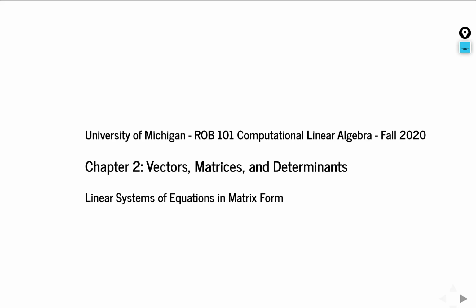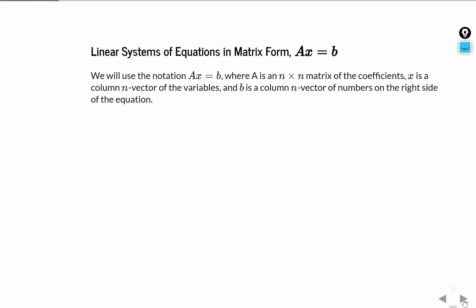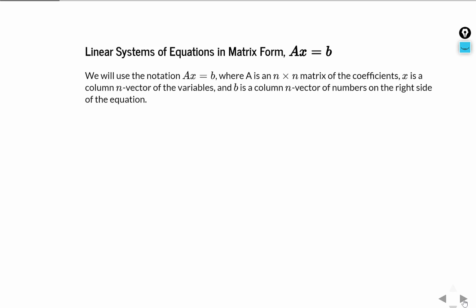Linear systems of equations in matrix form. In this video, we're going to introduce the notation A times X equals B, where A is an n by n matrix of the coefficients, X is a column n vector of the variables, and B is a column n vector of the right-hand side.